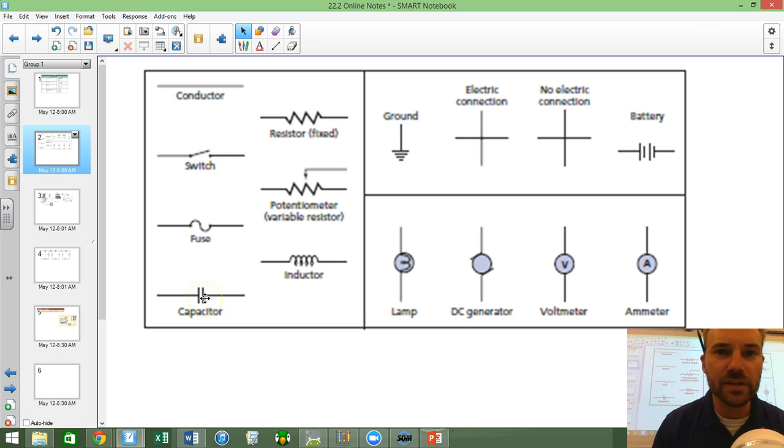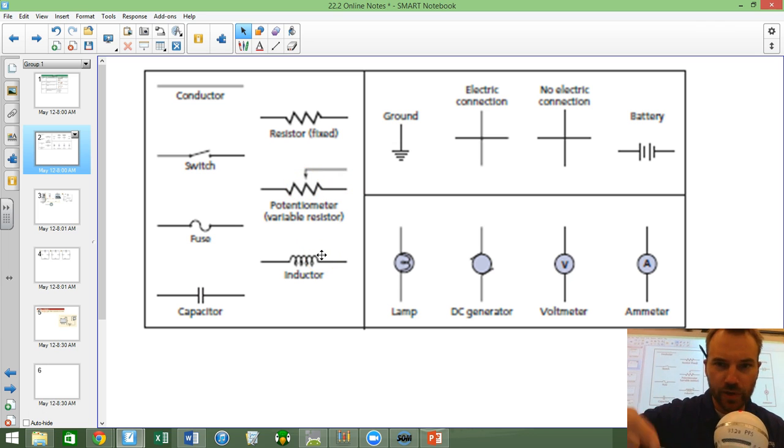A capacitor we'll get to. A capacitor is a place to store charge. It's like a water tank, if you will. Resistors are those kinks in the hoses. So you can actually visualize it as like a kink if you were to kink the hose. And this is a variable resistor, sometimes referred to as a potentiometer.